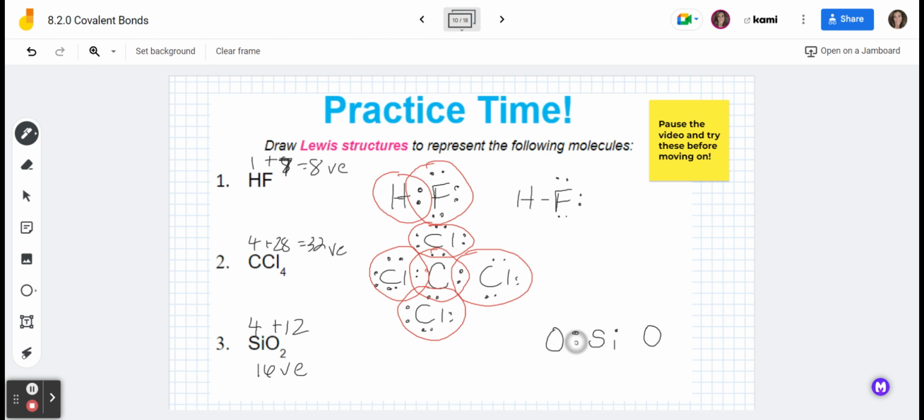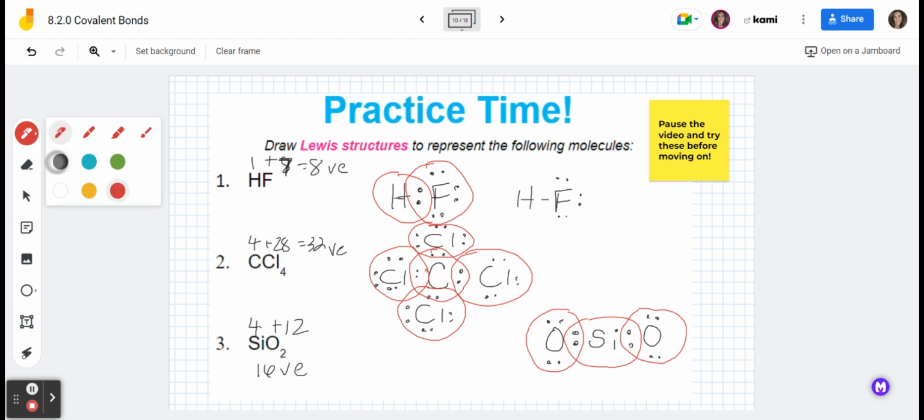We have 16, so assume it's a single bond, 2, 4, and now we are going to go around 6, 8, 10, 12, 14, 16. Well, right now our oxygen's the way I drew it, and it doesn't matter how you draw it, but you're going to be deficient somewhere. Right now my oxygen is good on this side, this one's good, but notice silicon, we only have 4. So if I have 4, that means I have 2 pairs deficient. What I'm going to do is move 1 pair from each oxygen and make it another shared pair. So I'm going to squeeze it in right here.